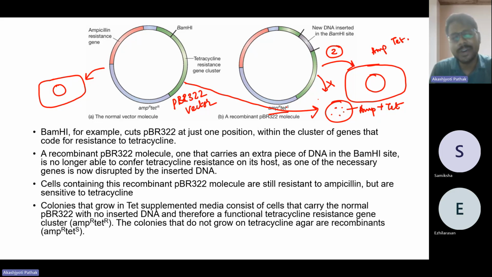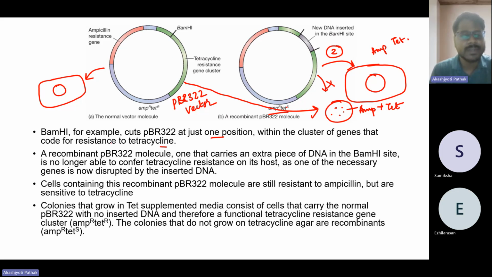If it is sensitive to any one of the antibiotics, then it cannot grow. So this is what is explained here. BamHI, for example, cuts pBR322 at just one position within the cluster of genes that code for resistance to tetracycline. So this BamHI site is present in such a location. It is present in the tetracycline resistant gene.